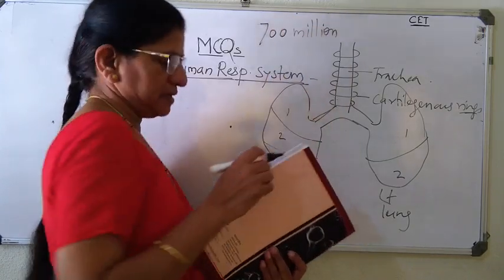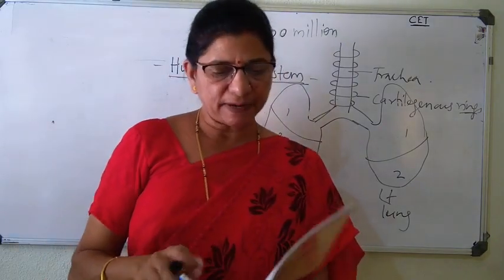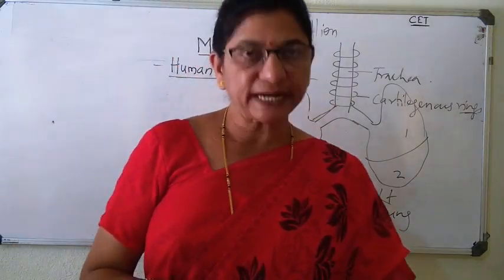700 million alveoli are present in lungs. So correct that answer.